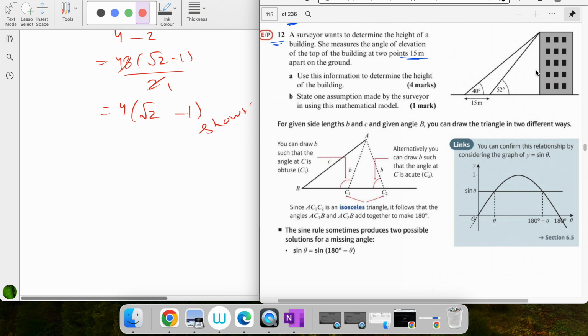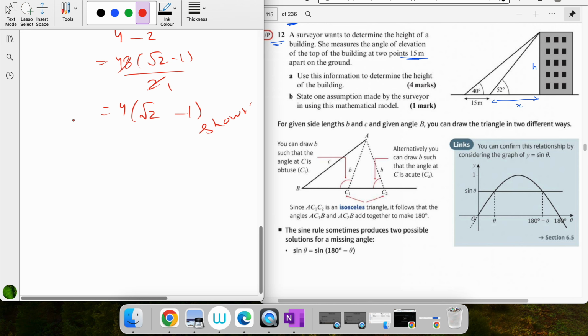So if I say that the height of the building is h, and this unknown space is x, we write tan 40 is the perpendicular over 15 plus x, and with 52, tan 52 is equal to h over x.